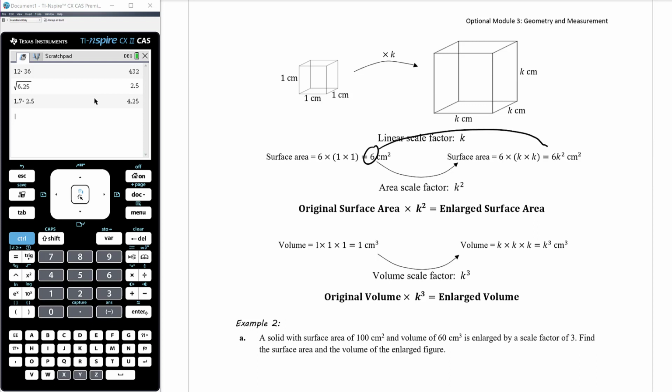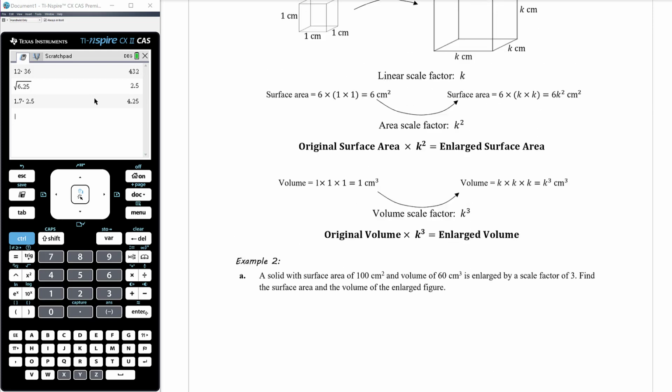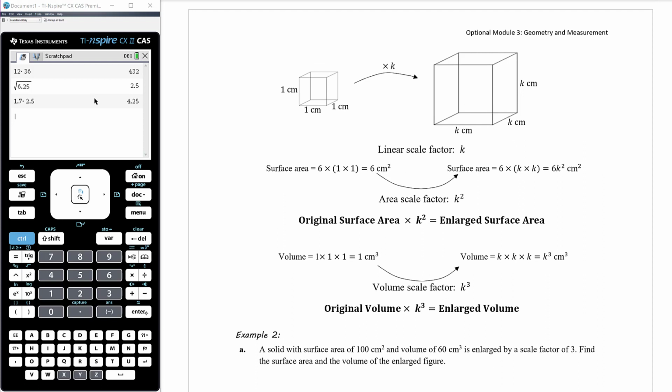So to get from 6 to 6k squared, we've clearly multiplied by k squared. So the area scale factor is k squared. And that applies to areas and surface areas, it's the same measure. So the original surface area multiplied by k squared, the enlargement factor squared, gives the enlarged surface area.